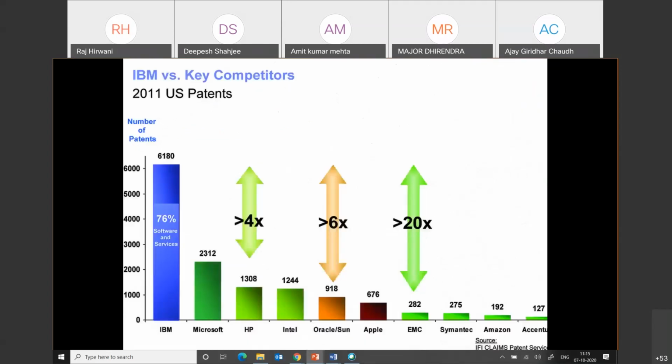Compare IBM versus their key competitors. Even in 2011, when they had 6,000 plus patents, 76% of their patents had to do with software and services. So it told you that IBM is no longer going to be a hardware company. It was purely a hardware company when it started. But 10 years back itself, when 70% of your IP is software and services, it tells you what the focus of the company is and where it is moving.